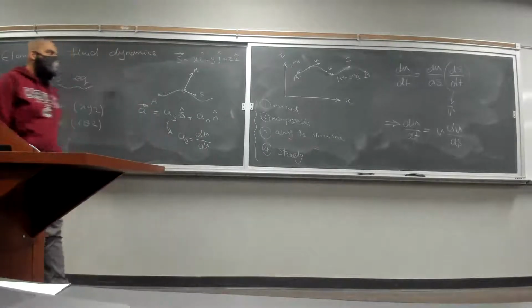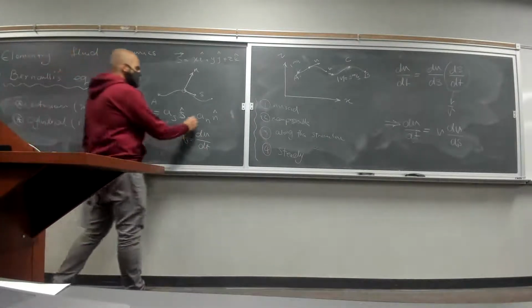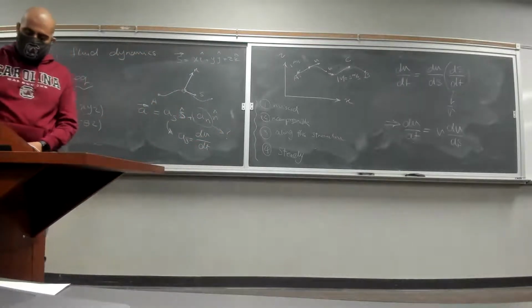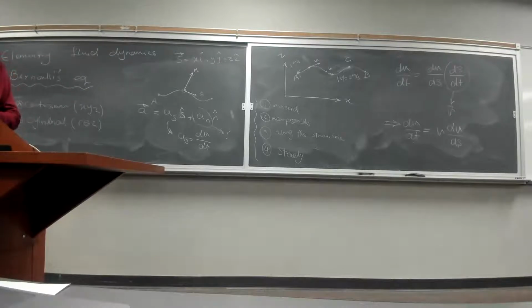Well, what does it say? What does it mean when it comes to the normal acceleration? Is this zero or not? Is the normal acceleration zero or not? We are not moving in the normal direction, right? But that's based on the definition of your streamline. We define a streamline as a line that is tangent to your velocity vector. But does this mean the acceleration in the normal direction is zero?